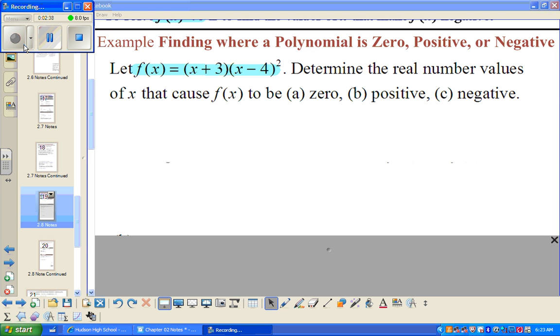Quite quickly, as you're writing this problem down, it's quite easy to find where the zeros are since this polynomial is already factored. You know from this factor, x plus 3, that one of the zeros would be negative 3. And from the factor x minus 4, you know that one of the zeros would be 4.